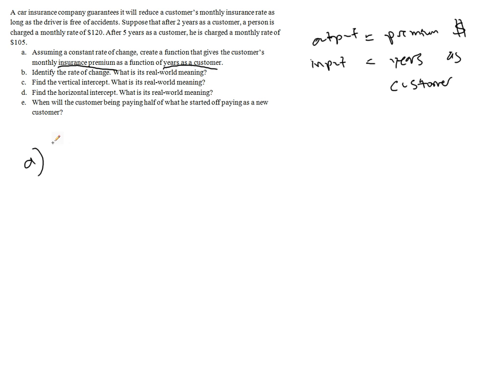Okay, so in this case, assuming a constant rate of change, create a function. So we're assuming a constant rate of change. We have two ordered pairs for the input and the output. We have that after 2 years as a customer, a person is charged 120 bucks. After 5 years as a customer, a person is charged 105 bucks.